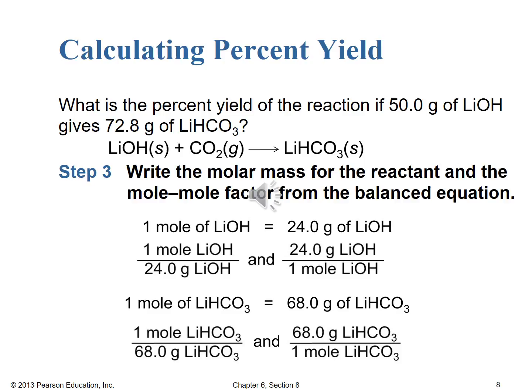We have 1 mole of lithium hydroxide equals 24.0 grams when you sum the values for lithium, oxygen, and hydrogen from the periodic table. That's the mass of 1 mole of that formula unit. We can put it in either form for its conversion factor. Once we get to step 4, we'll figure that out. We also know that 1 mole of lithium hydrogen carbonate is equal to 68 grams of lithium hydrogen carbonate.